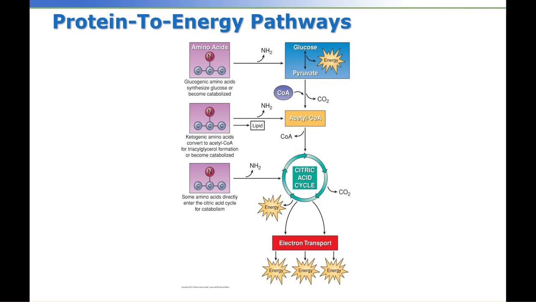Protein to energy pathway. So you have the amino acids. You lose that NH2, and it becomes glucose. And this is basically the deamination. So it can become glucose, which becomes pyruvate, releasing energy. The CoA, carbon dioxide is released, acetyl-CoA is there. It can go into the citric acid cycle and then create energy as well, just as the carbs and the fats did. Okay, that's all this is saying.